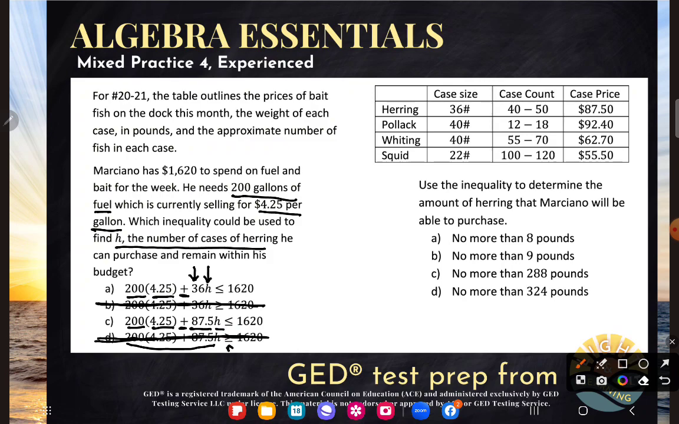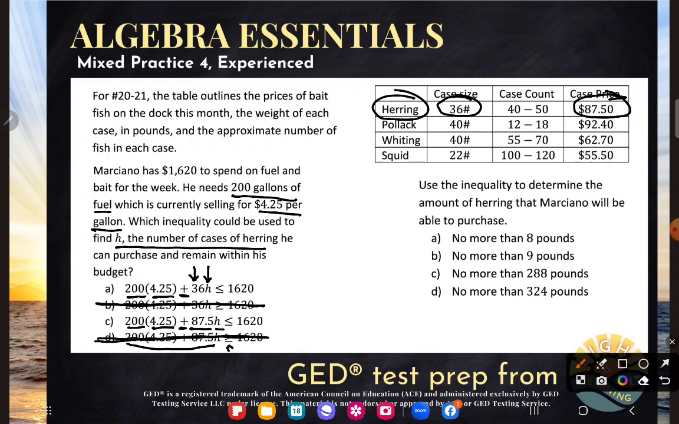Now, remember what we were doing. You've got to remember what we were doing or you won't be able to tell. Because if you look at herring, you're going to see both 36 and 87.5 show up. So it's like, which one do I need? They're both about herring. Well, yes, they're both about herring. But what am I trying to do here?